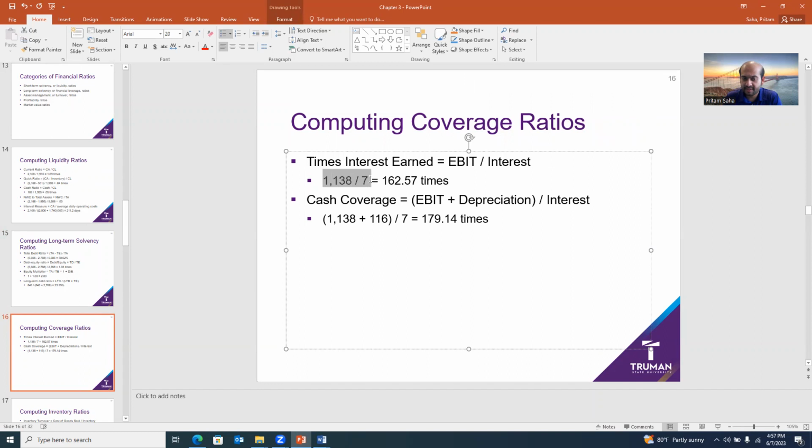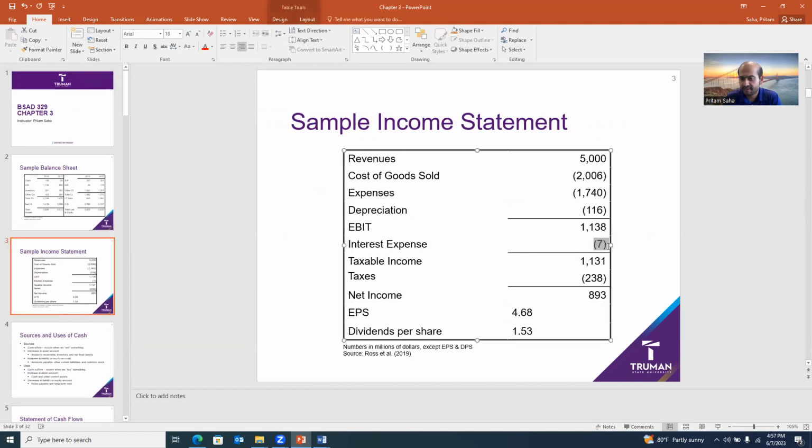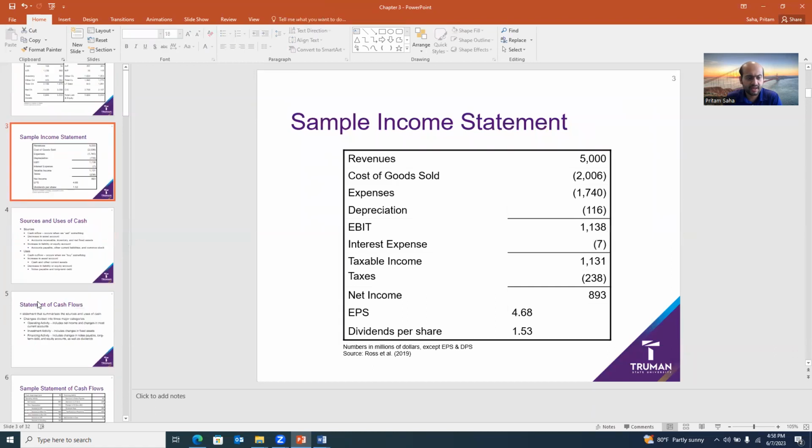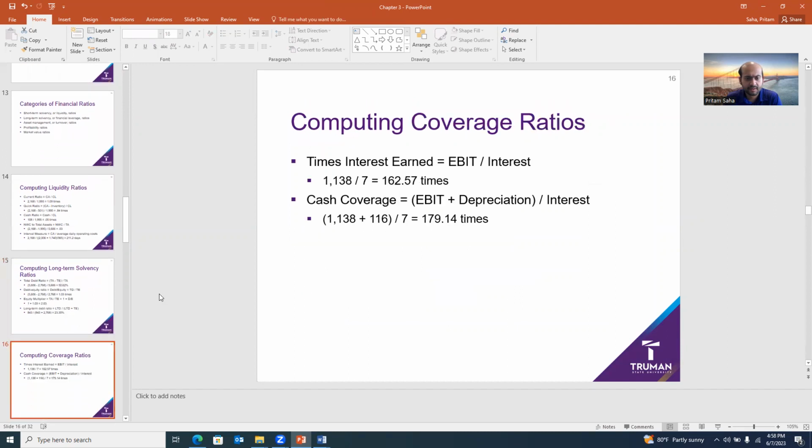So this is trying to tell you how much operating profit you have to pay interest. So if you look at the income statements here, interest expense, operating profit, okay? 1138 divided by 7. It's trying to tell you for each $1 of interest expense, you have 162 times more amount of operating profit. Or you can say that for each dollar of interest expense, you have $162 of operating profit to pay to your lender.